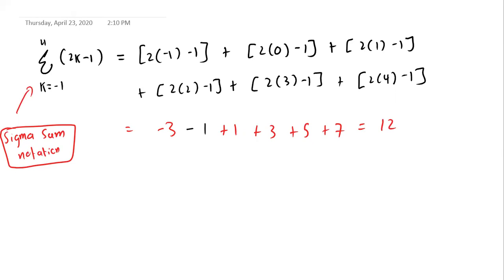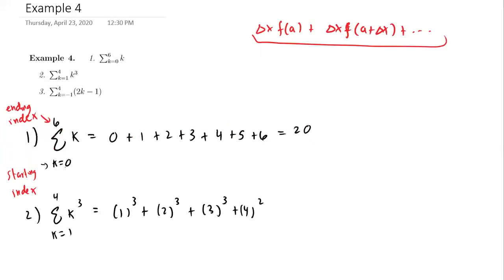So basically, what's the idea here? Whenever you have a pattern, as if you want to add just numbers, integers cubed, or an integer times 2 minus 1, whenever you have a pattern like that, you can always write it as a sigma sum. Instead of writing the whole thing out, like we did here, you can just use the sigma sum notation. Okay? So that's the idea.